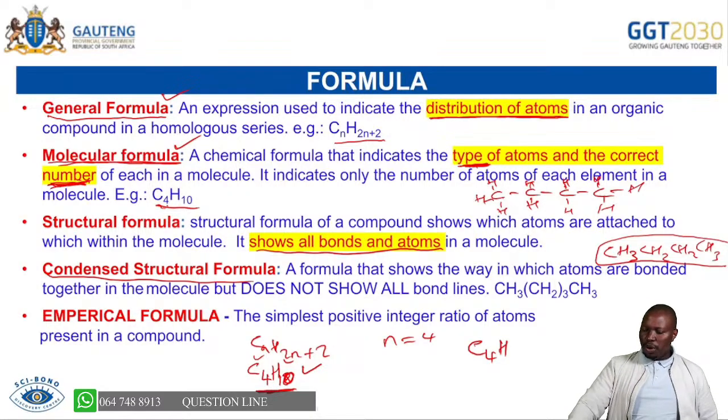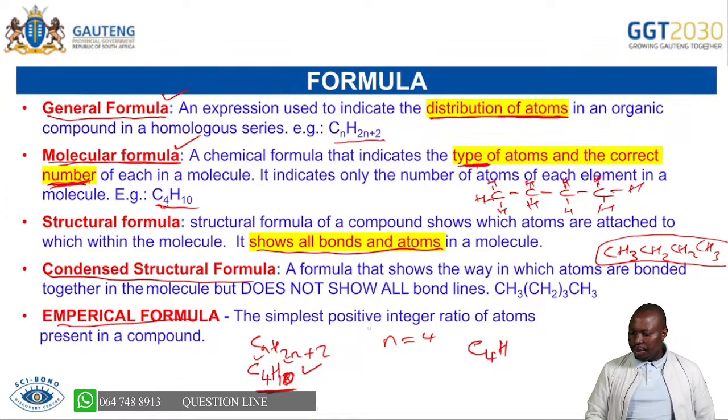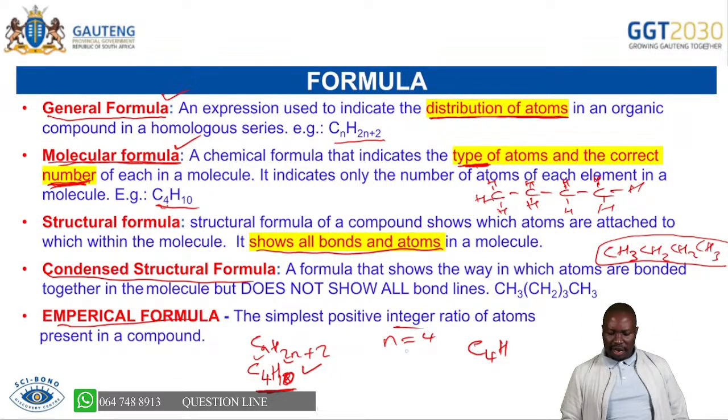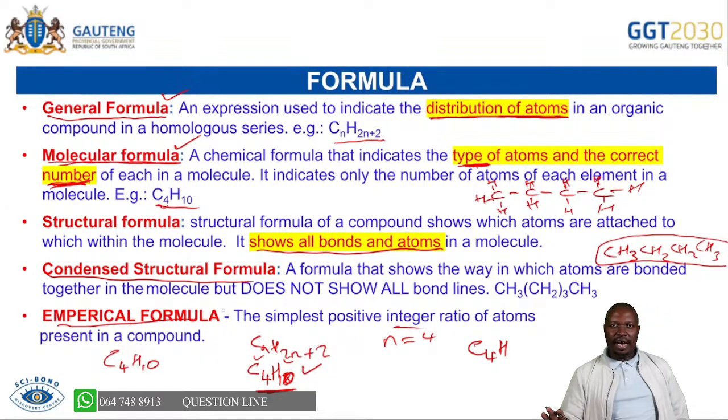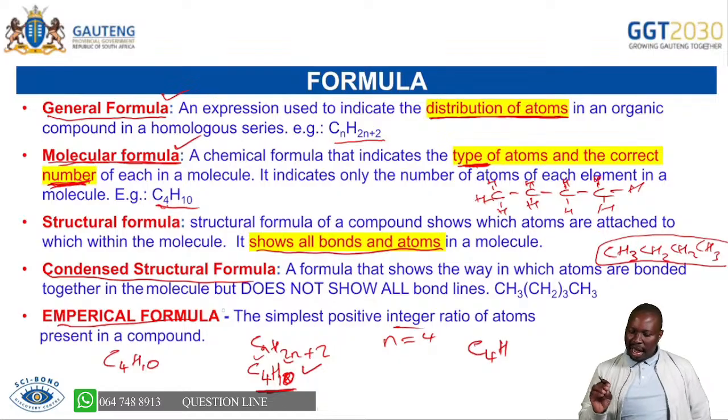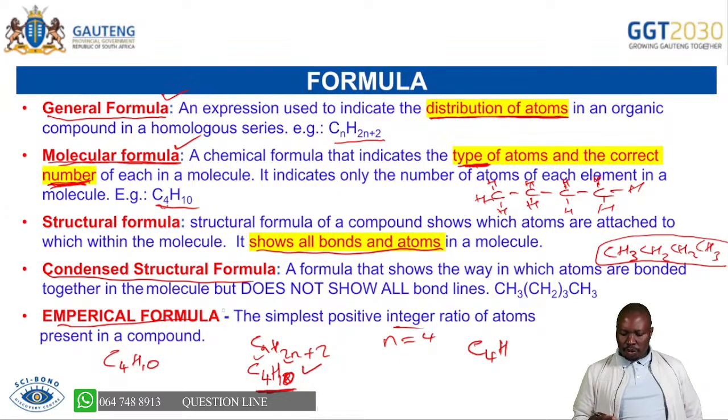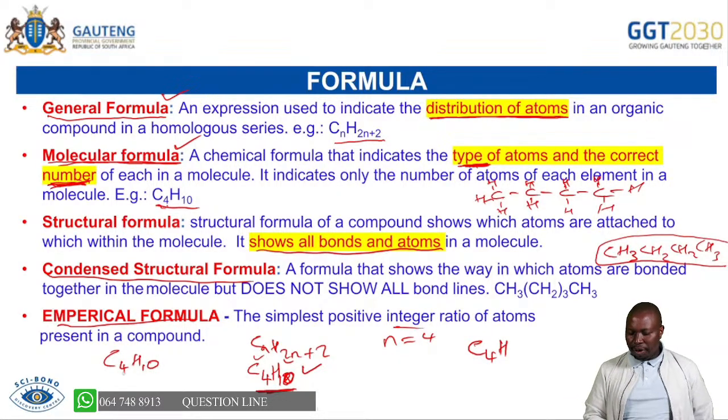And lastly, we have what is called the empirical formula, which is the simplest positive integer ratio of atoms. In this case, what are we saying? Do we have any lowest common denominator, any number that you can divide with here in a way that now you won't be able to divide any further? For example, if you divide 4 by 4, you'll get a 1, which is a simplest positive whole number, which is good.